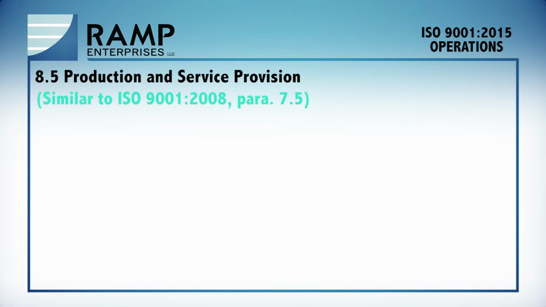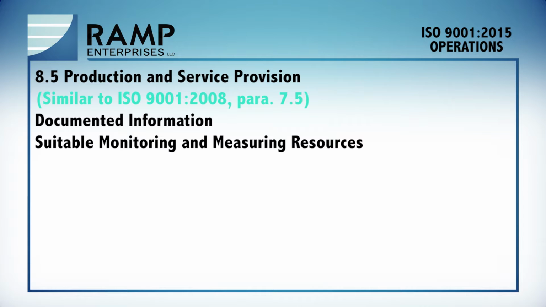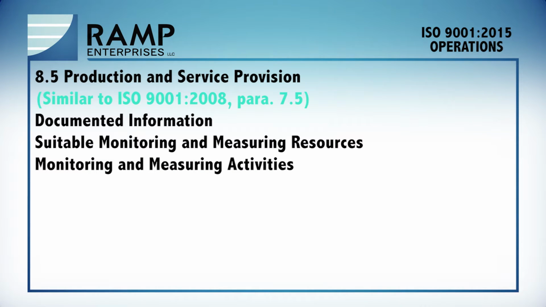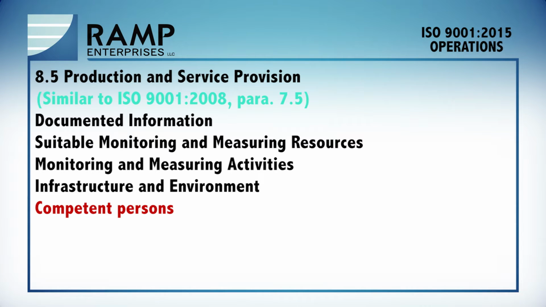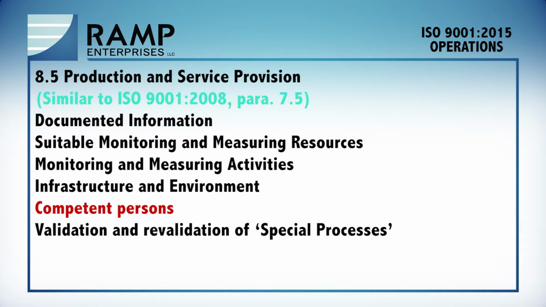Here's the heavy hitter one, production and service provision. Again, there's a lot of the same requirements that we're used to, but there are some new ones that we have to pay attention to. We need documented information associated with the product or service. We need to provide suitable monitoring and measuring resources, provide monitoring and measuring activities, the necessary infrastructure and environment. Here's a new one, competent persons, so they provided the link back to the training requirement. Then validation and revalidation of special processes.